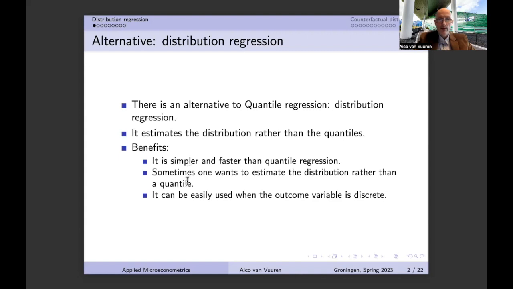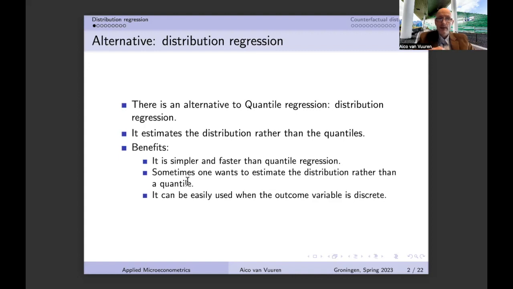So therefore, if speed is important, then it's better to use distribution regression rather than quantile regression. Another reason to use distribution regression is that sometimes one wants to estimate the distribution rather than a quantile. Later on we will see examples in which we're going to estimate distributions. Now you might of course say, well, that's not really a problem because we can always use quantile regression analysis.